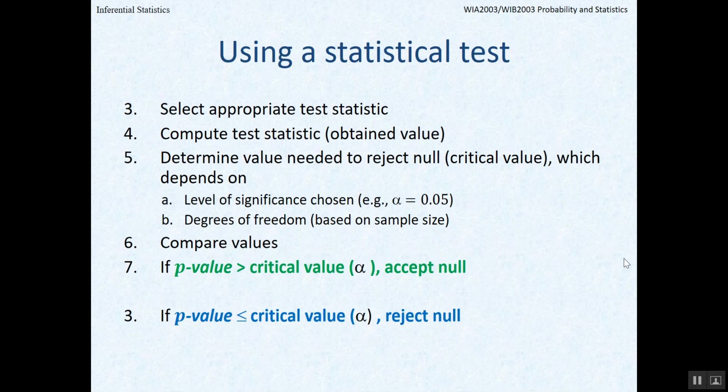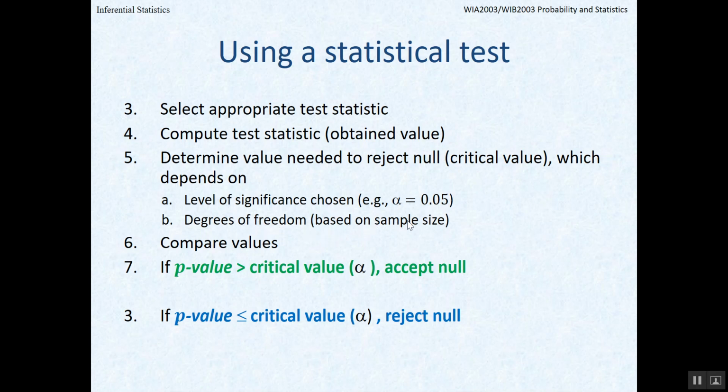Okay, so this slide basically shows you the steps when you are doing a t-test, a statistical test. For example, select the appropriate test statistic. If you're using the student t-test, then the test statistic is called the student t-test. Compute the test statistic, obtain the value, and determine the value needed to reject the null. That means you have to identify your critical value or your alpha value. For example, you choose your confidence level. 95% means your alpha is 0.05.